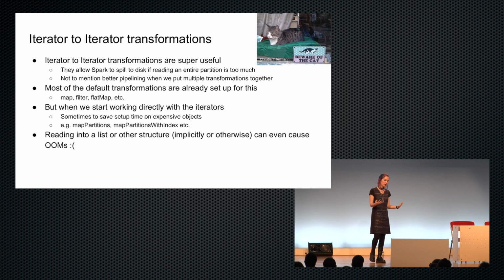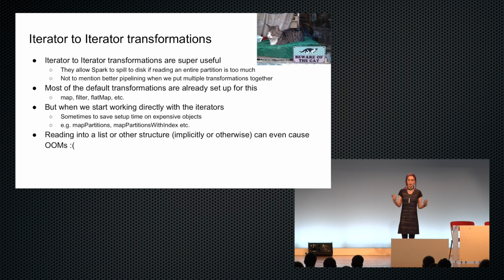And then we've also made it so that Spark can't spill to disk as it's processing the partition. And this is unfortunate because sometimes you actually want to process more data per partition than is reasonable to hold in memory, right? You actually want to be able to spill to disk as you're going. So when you're using mapPartitions, it's really important to be careful that you don't implicitly or otherwise convert your iterator into something which forces Spark to keep it in memory.